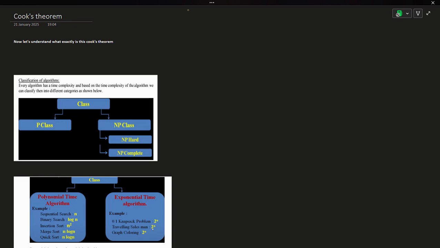So there are different kinds of algorithms. Like the algorithm can take O of n time, algorithm can take O of 1 time, algorithm can take big O of 2 power n. If you categorize broadly all these algorithms, you'll be getting two major classes. One is polynomial time complexity algorithms. The other is exponential time complexity algorithms.